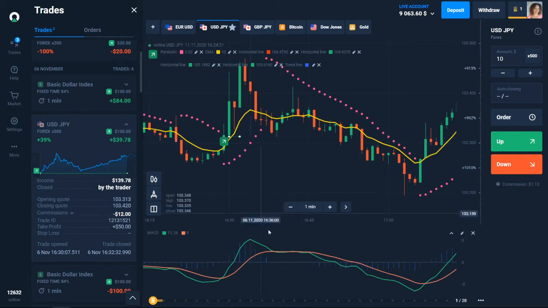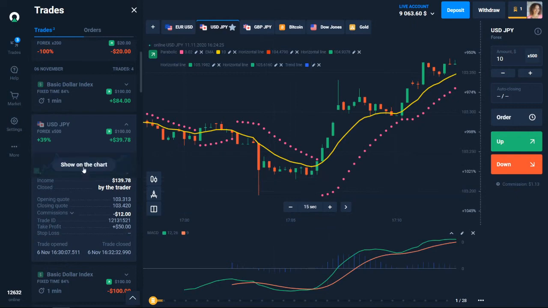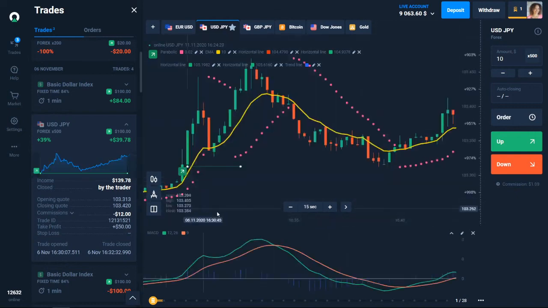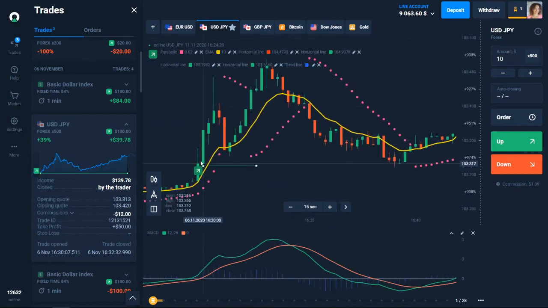So looking at the 15-second, I entered my trade right here, and I closed it about right here. So I gained this 39%. And this was actually where my first trade on FTT did not go in, and the second one, of course, did.